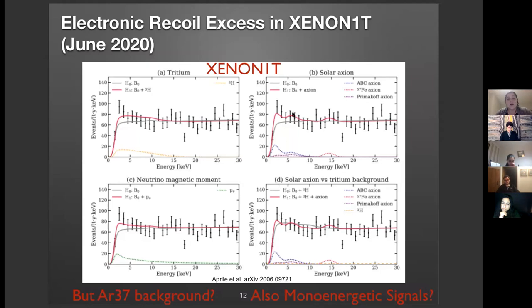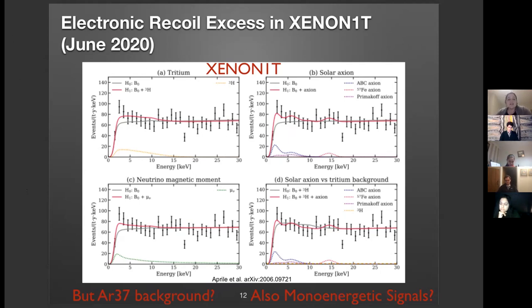And so a particle called a solar axion, or neutrinos that had an anomalous magnetic moment, or simply there being more tritium in their detector decaying, all could explain the signal that they saw. And this is really going to be the next generation of detectors' biggest question to go after.